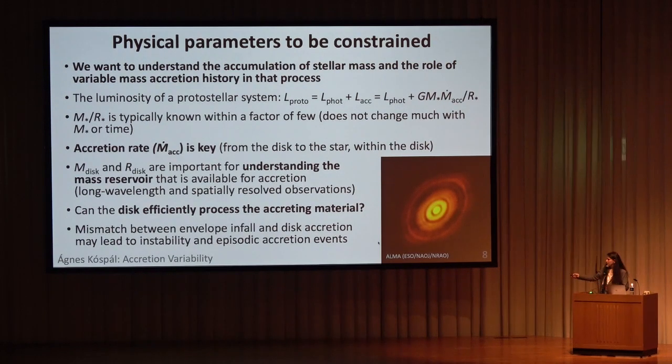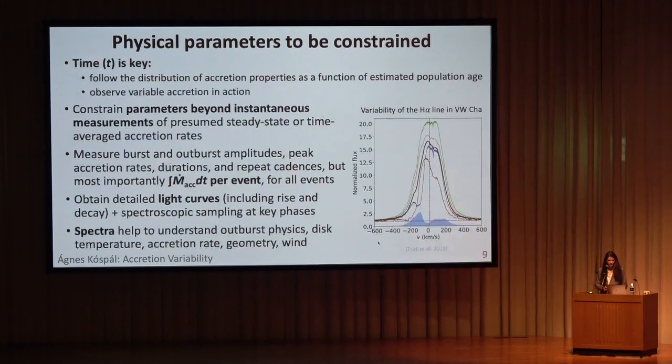There are some other disk parameters that may be important, like the disk mass or disk radius, which are important for understanding the mass reservoir that is available for accretion. And to measure or constrain these, long wavelengths and spatially resolved observations are very important, such as the one I'm showing here as an example. We need to know whether the disk can efficiently process the accreting material, because if there is, for example, a mismatch between the envelope infall and the disk accretion, this may lead to instabilities and episodic accretion events. Time, of course, is a key parameter.